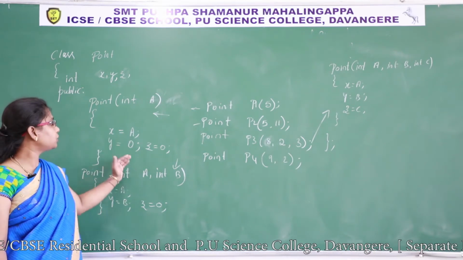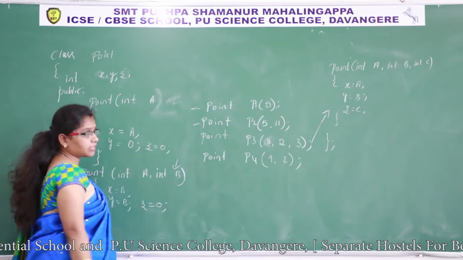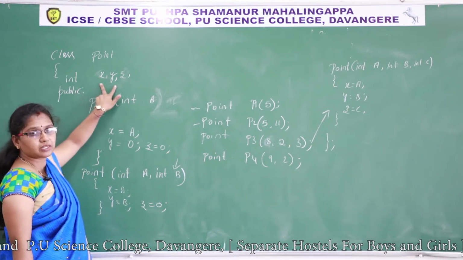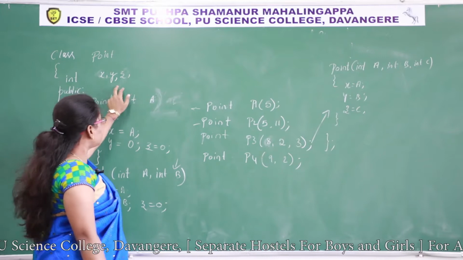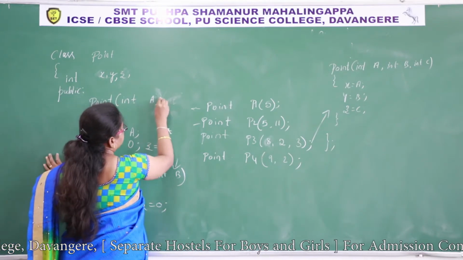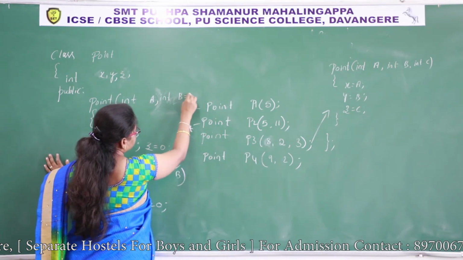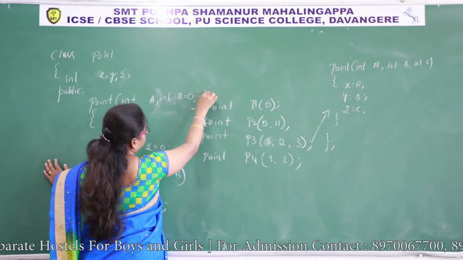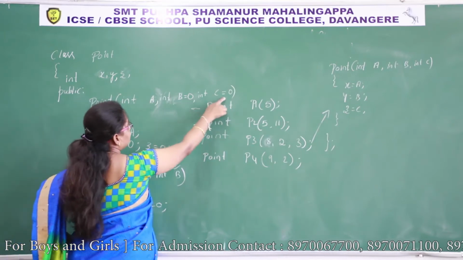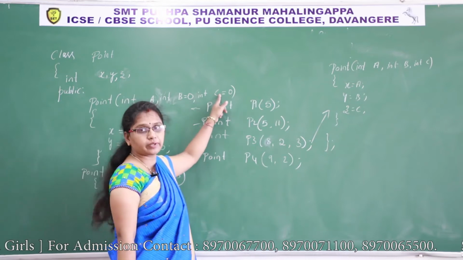How to give the default arguments? Default arguments means I have to set default values. Maximum how many data members are there? 3 data members are there. For 3 data members, I am going to pass arguments. If I take int B is equal to 0, int C is equal to 0. So these are called default values, and these arguments are called default arguments.